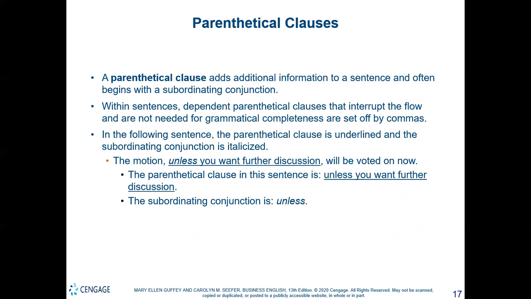A parenthetical clause adds additional information to a sentence and often begins with a subordinating conjunction. Within sentences, dependent parenthetical clauses that interrupt the flow and are not needed for grammatical completeness are set off by commas. In the following sentence, the parenthetical clause is underlined and the subordinating conjunction is italicized.